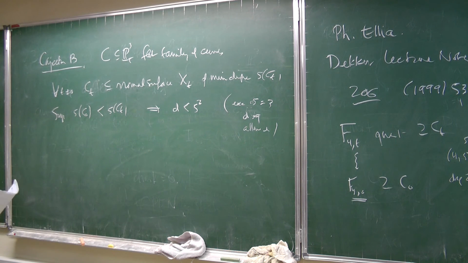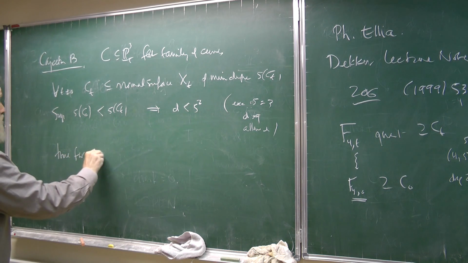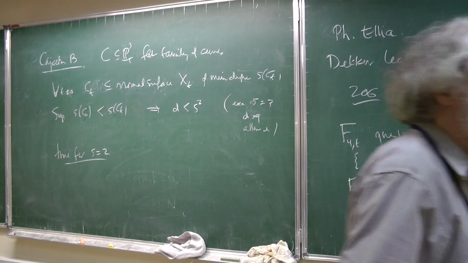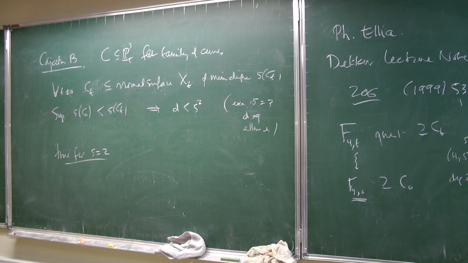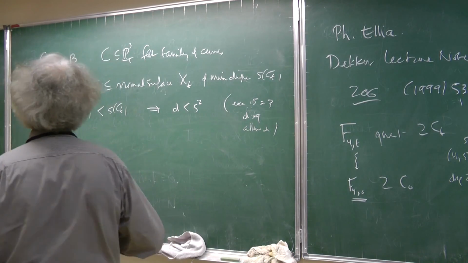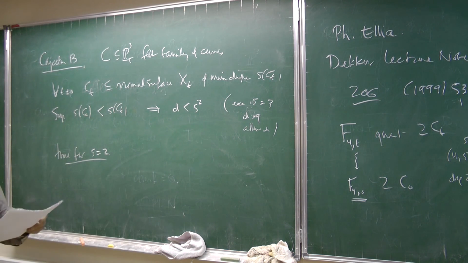Now, do I have any evidence for conjecture B? It's true for S equals 2. Very weak evidence. What does it say for S equals 2? It says, if you have a family of curves that are contained in a quadric surface, could the limit curve be contained in a plane? And the answer is no, because a plane curve is never a limit of curves that are not contained in planes. So there's not a whole lot of evidence for this, but it feels good to me. I mean, this seems like a reasonable thing. So that's conjecture B.